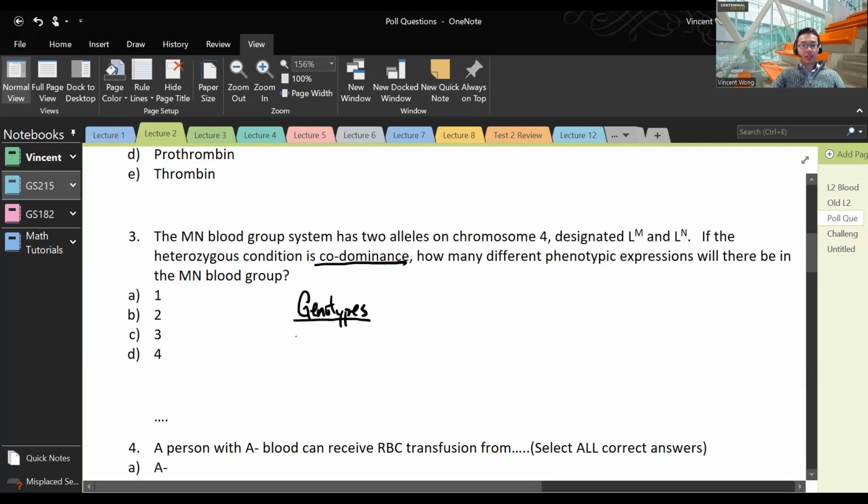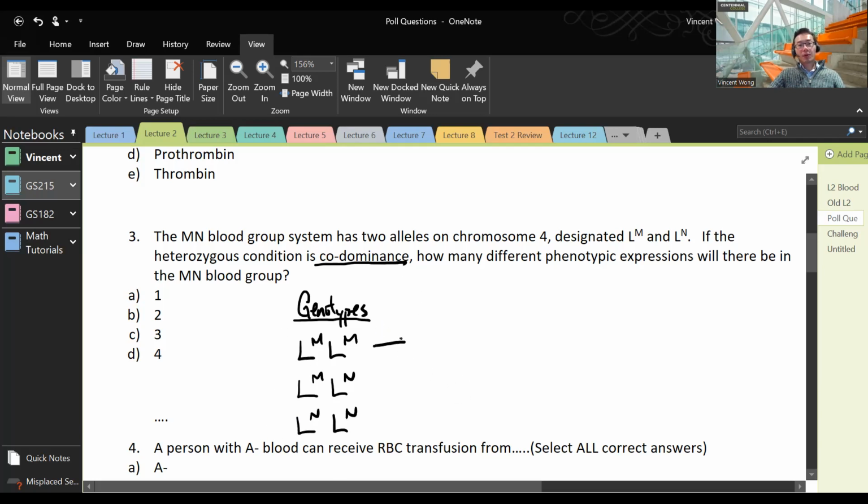Okay, so for genotype, there is the LM LM, that's one possibility. LM LN, that's another one. And LN LN is the other one. There is no LN LM because it's essentially the same thing, right? Okay. So these are the three possible genotypes.